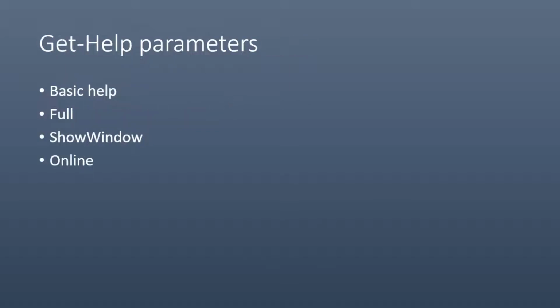Let's talk about the individual parameters that go along with Get-Help. There is a basic syntax that goes along with help. There's full, syntax, show window, and online. There are going to be some other things available here. I'm just going through the ones that are probably going to be the most popular and the ones that I tend to use the most when I'm interacting with this. When I teach PowerShell classes to students, and when I use PowerShell myself, these are the ones I find myself coming to the most. So that's where I'm targeting here.